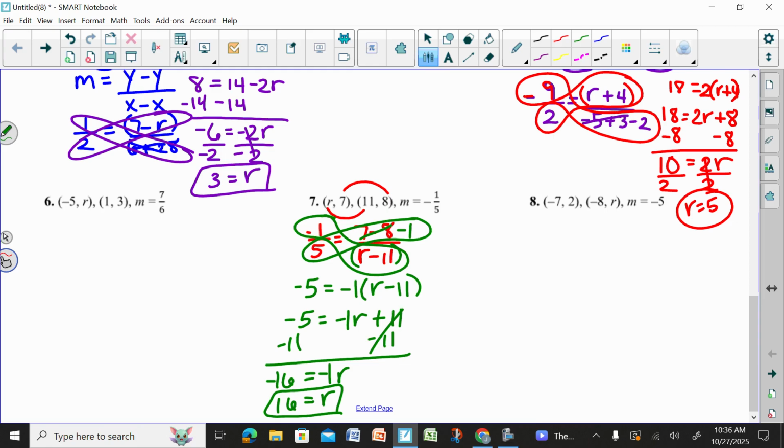The only other thing I want to mention in number 8, if you want to quickly, they gave us a slope that's a whole number, but we're going to get a fraction with our formula, right? So let's go ahead and just make it a fraction, make the whole number a fraction, then we can get that proportion like we usually do.